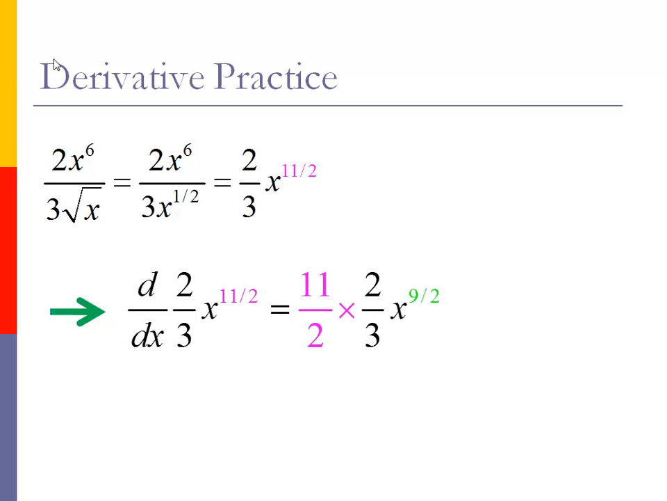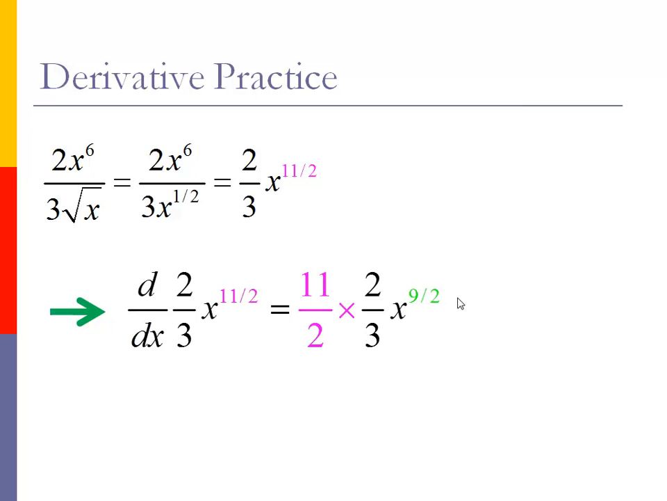And the power rule says let's bring that 11/2 down in front as multiplication. So we've got the 11/2 out in front, and it's going to multiply the 2/3. And then we're subtracting 1 from the power, so we're getting 9/2. So 11/2 minus 1, 11/2 minus 2/2, and that's where I'm getting the 9/2.